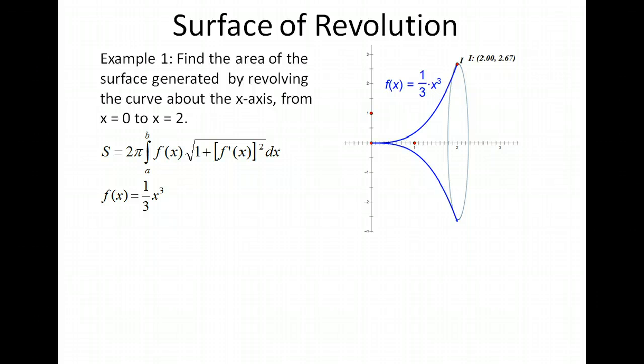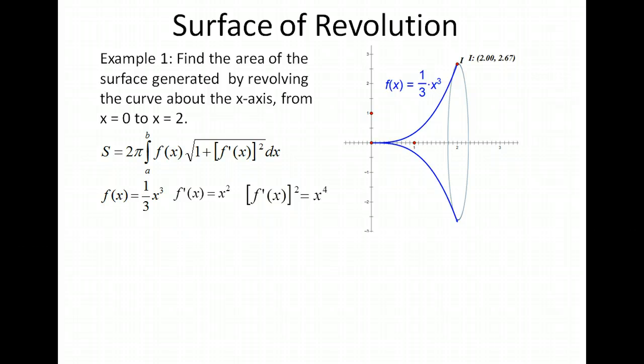If you need a proof on how we got the surface area formula, that was done in part 1 of surface of revolutions. Okay, in our formula we have f of x, and we also need the first derivative squared. So let's go ahead and find our first derivative. Multiplying 1/3 by 3 and reducing our exponent by 1, we end up with x squared. Then we need to square our first derivative, so that gives us x to the 4th.